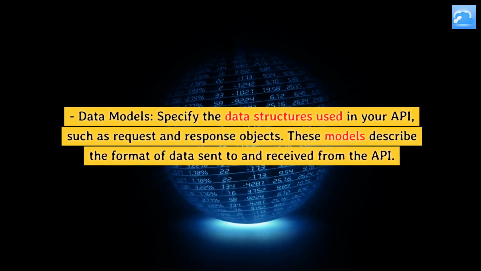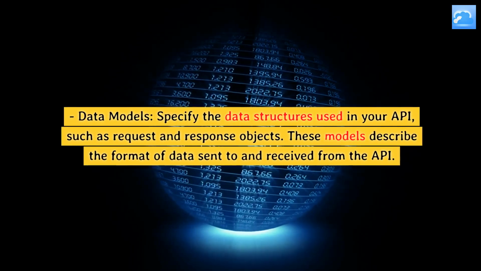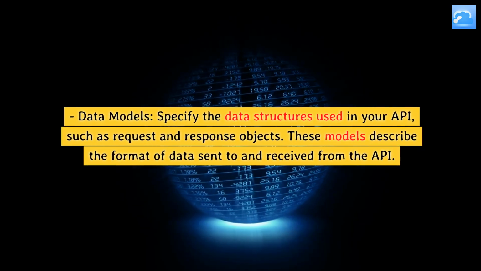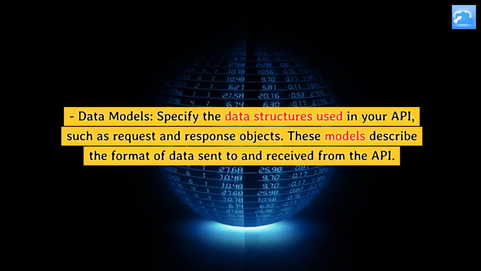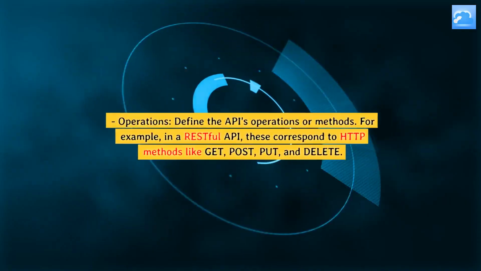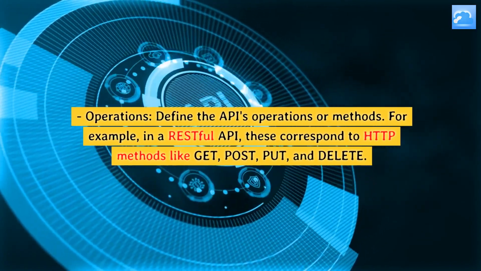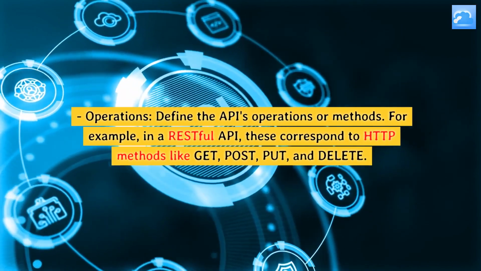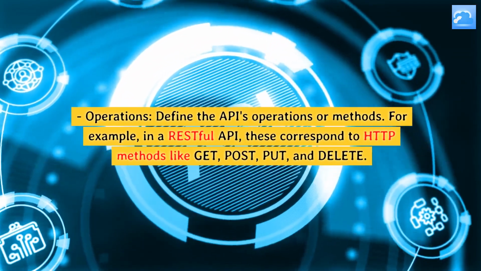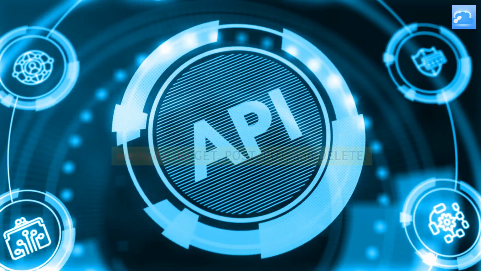Data models. Specify the data structures used in your API, such as request and response objects. These models describe the format of data sent to and received from the API. Operations. Define the API's operations or methods. For example, in a RESTful API, these correspond to HTTP methods like GET, POST, PUT, and DELETE.